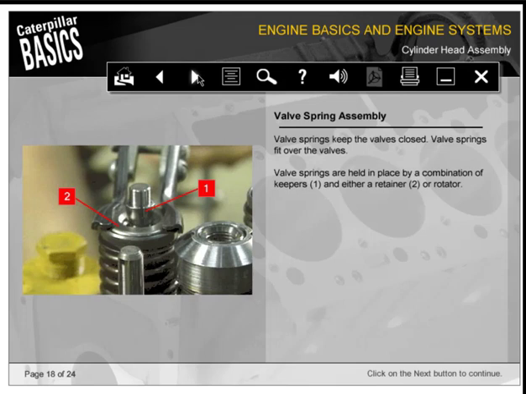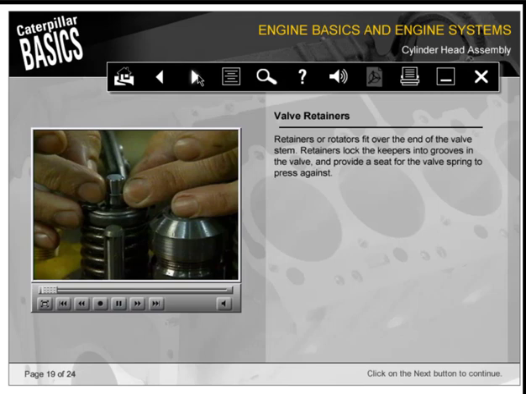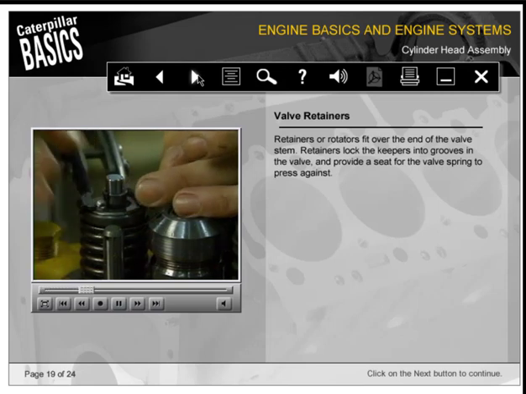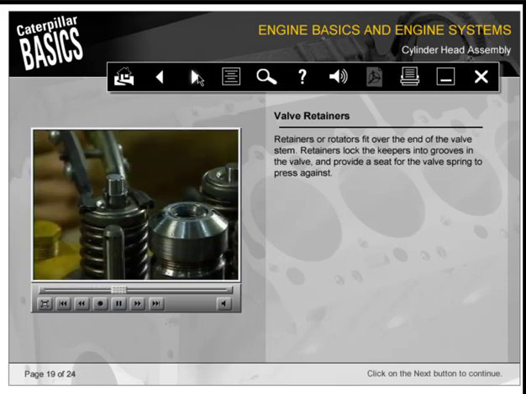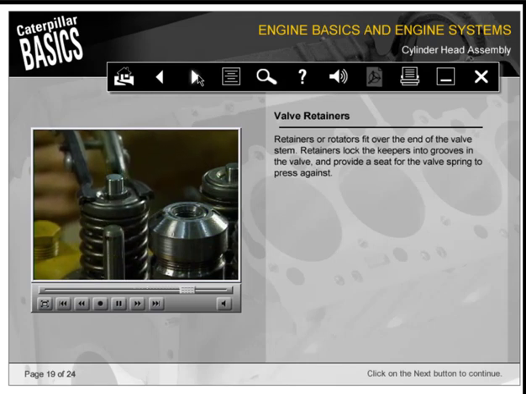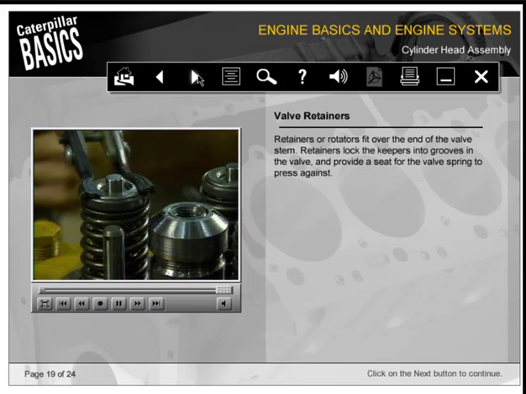Valve springs keep the valves closed. Valve springs fit over the valves and are held in place by a combination of keepers, number 1, and 2, either a retainer or rotator. Retainers or rotators fit over the end of the valve stem. Retainers lock the keepers into the grooves in the valve and provide a seat for the valve spring to press against.